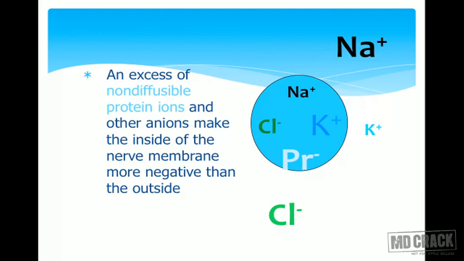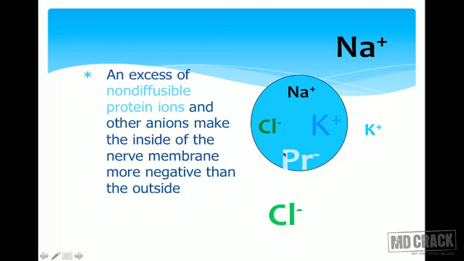So what you see is that there is unequal distribution of the ions. Why is there unequal distribution of the ions? There is an excess of non-diffusible protein ions, and other ions make the inside of the membrane more negative than outside. Now what is the meaning of this? As you can see in this picture, this is the cell. This cell has few sodium ions, but more sodium will be outside. Potassium will be more inside, and less outside. The chloride ion concentration is less inside and more outside.